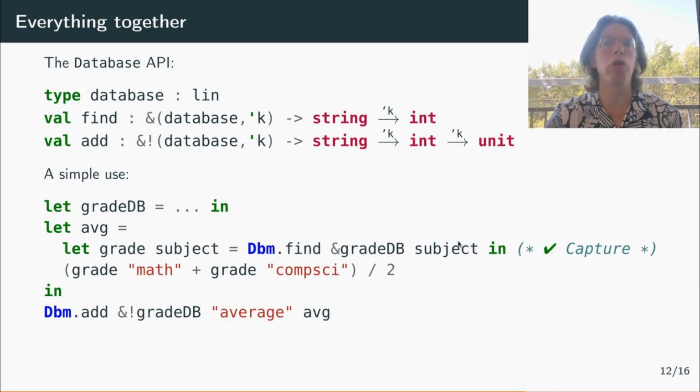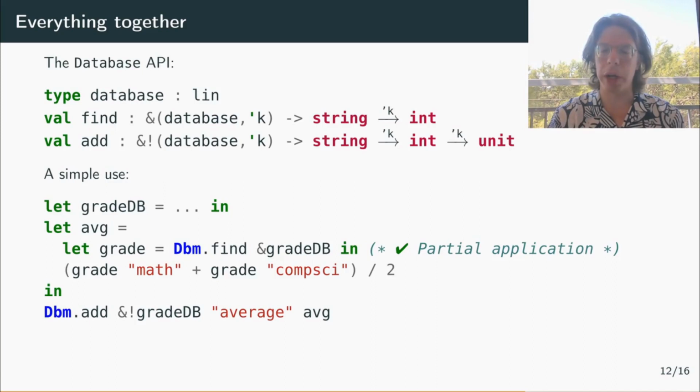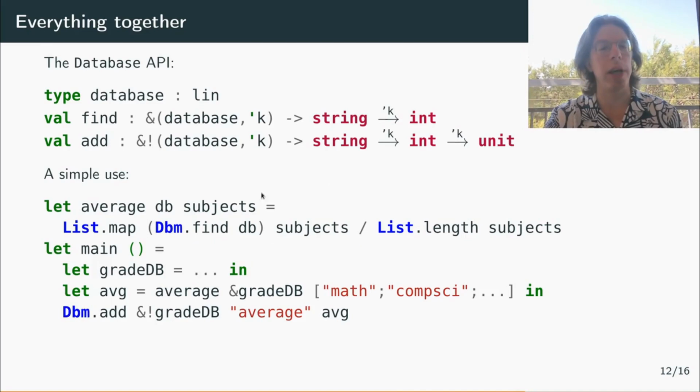And here we repeat the argument, subject and subject. So we can simply partially apply the function and it will compute the borrows and the kinds accordingly. And finally, we can even go further and use some functional abstraction to pull the function computing the average outside by taking a list of subjects and applying a partially applied function in list.map and so on and so forth, and use higher order functions as we would want to in a functional language.